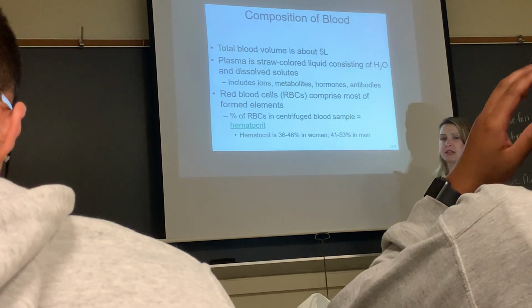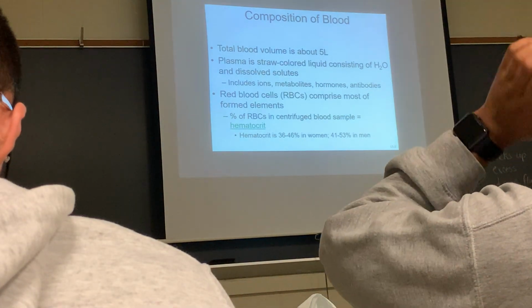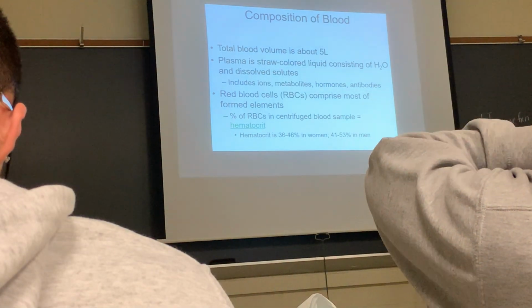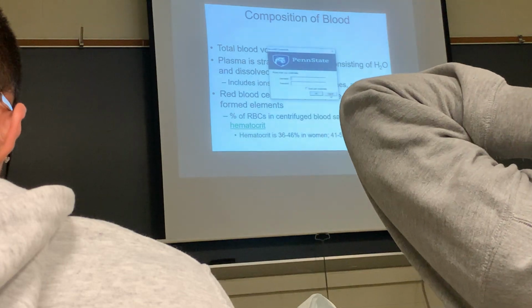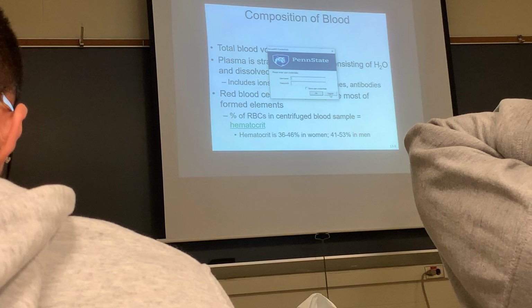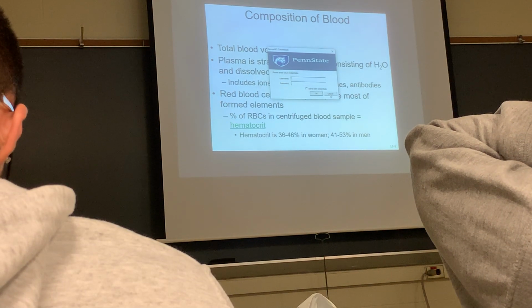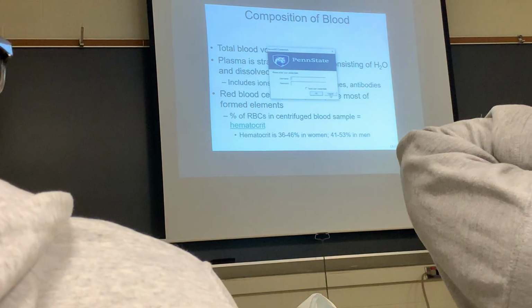And this can tell us if a person is anemic or if they're polycythemic, which we're going to define. Anemia, of course, means that maybe you're not making enough red blood cells or you don't have enough ability to carry oxygen. Polycythemia means that you have too many, and that can be a problem as well.